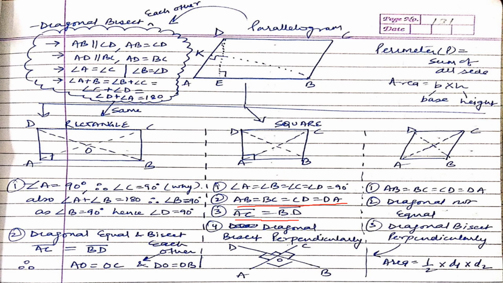The new thing here is diagonals are equal as well as they bisect each other at right angles. That means the angles formed between the diagonals are how much? 90, 90, 90 and 90. Again a new property.